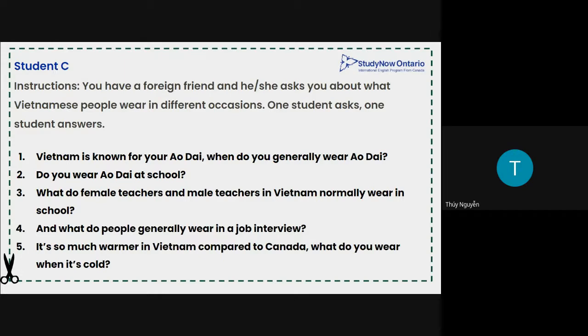And it's so much warmer in Vietnam compared to Canada. What do you wear when it's cold? When it's cold, I wear a long sleeve t-shirt and pants. Yeah, that's my answer. Thank you.